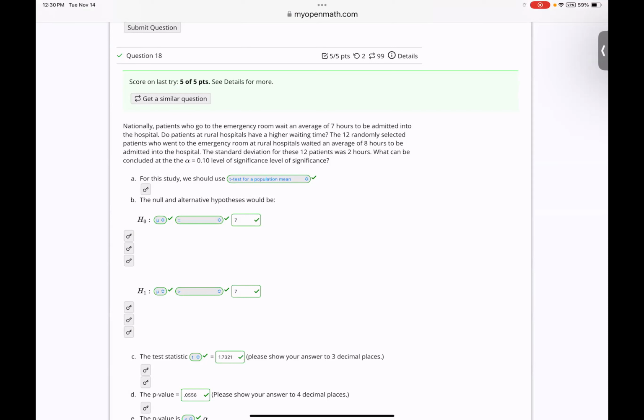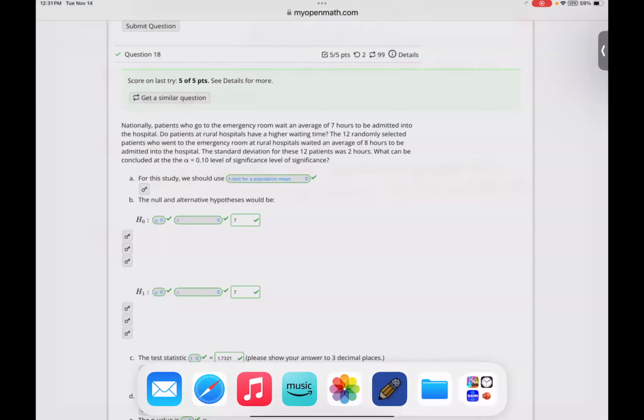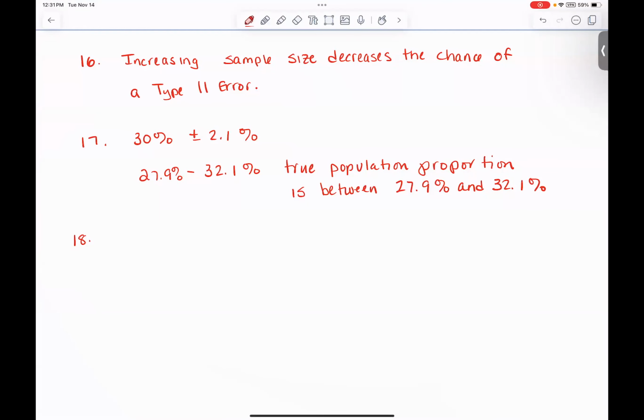So we are going to do a t-test for population means. And we're interested in, do the rural people have to wait longer than the 7 hours that we have on average? And we have data from the rural hospital to test against. So let's go write this stuff down. So we're going to be doing a t-test for population means.